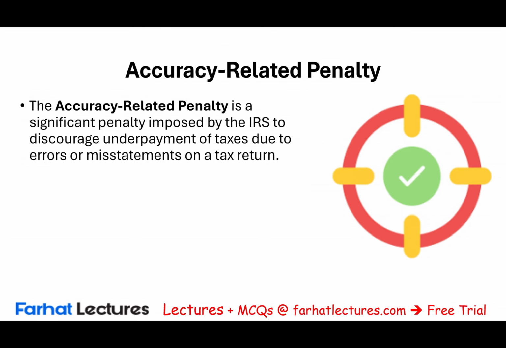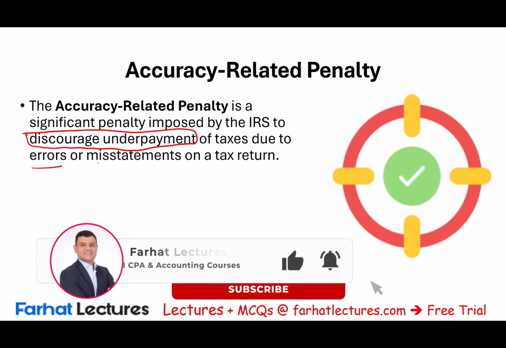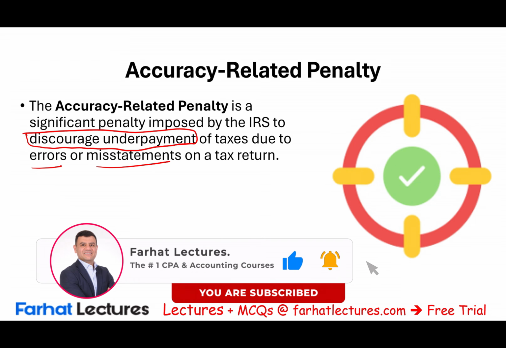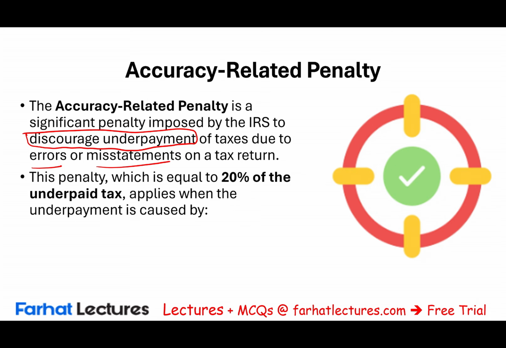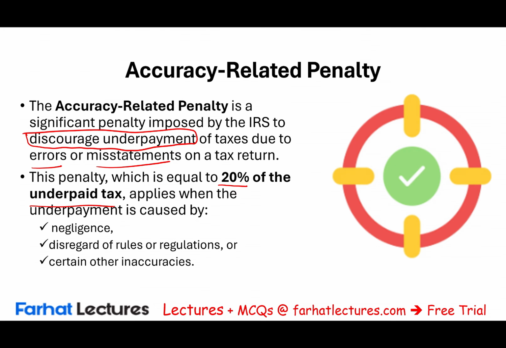So the accuracy-related penalty is a significant penalty imposed by the IRS to do what? To discourage underpayment of taxes due to errors or misstatement. So they want you to be careful. How would they incentivize you to be careful? If you're not careful, you will be charged 20% penalty for the underpaid taxes. Why? Well, you might be not careful due to negligence. It means you're not paying attention, you're not following the rules, or you may disregard the rules or the regulation or purpose, or certain other inaccuracies.